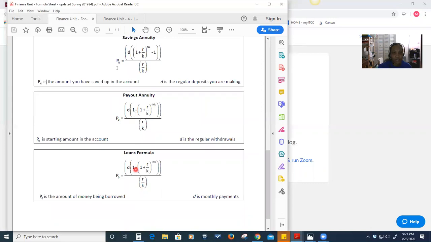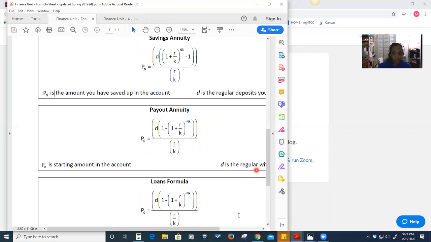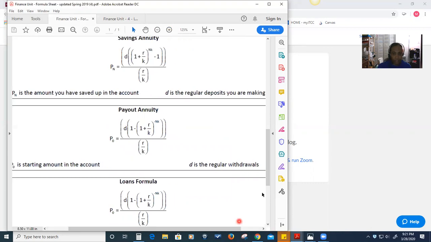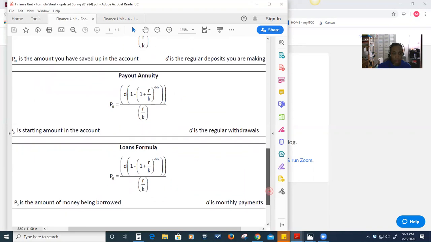Now I want you to take a good look at this formula, okay? So let me zoom in on it a little bit. Oops, that's too much. All right, here we go. Take a good look at it. And then take a good look at the payout annuity formula, because as you were looking at the loans formula, I bet you said to yourself, hey, wait a minute, that looks just like what I just did. And it is the same format. It's the same formula, okay?